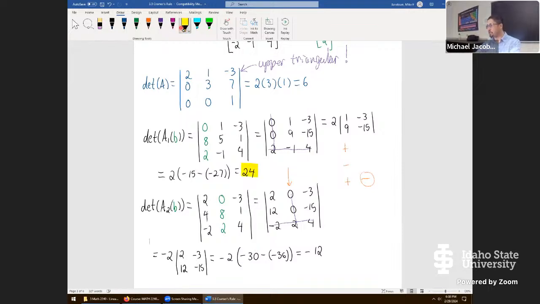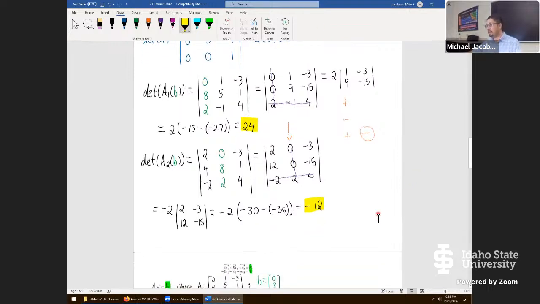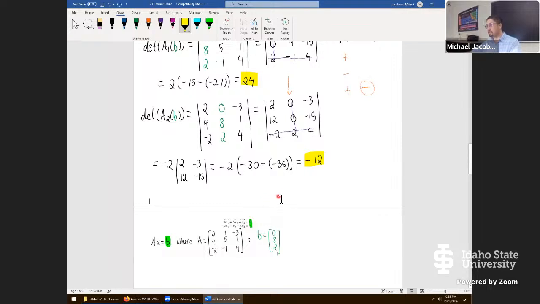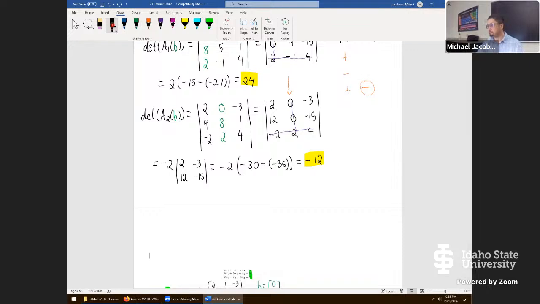I'm going to highlight these just so we can grab them easily when we go to the last stage of this. Last thing we need is determinant A3B. I need to learn to write a little bit smaller in these kinds of things, I'm thinking. So determinant A3B.